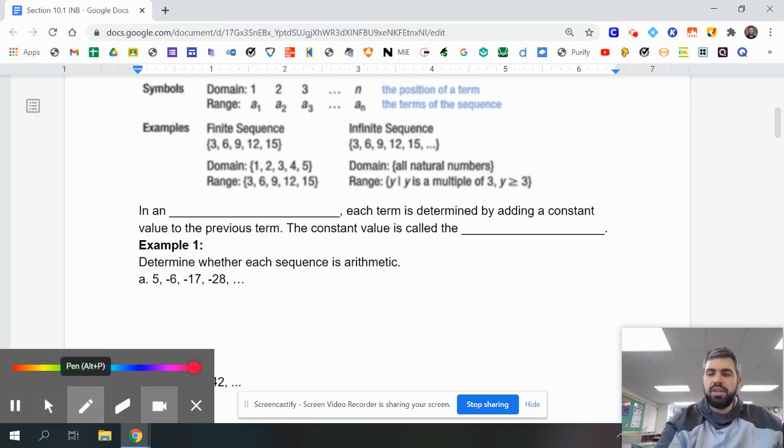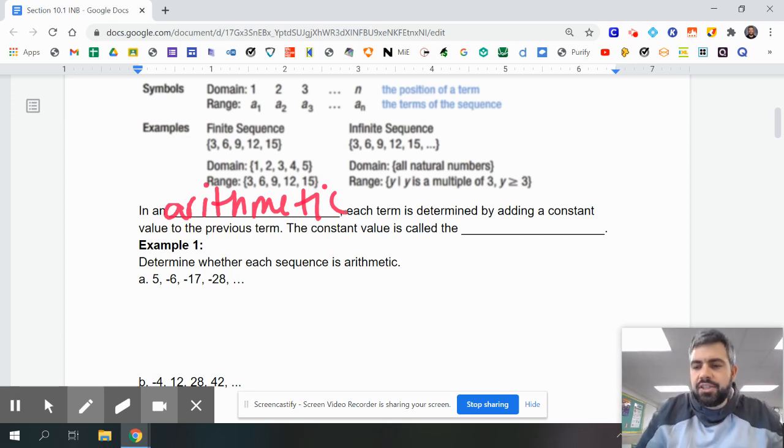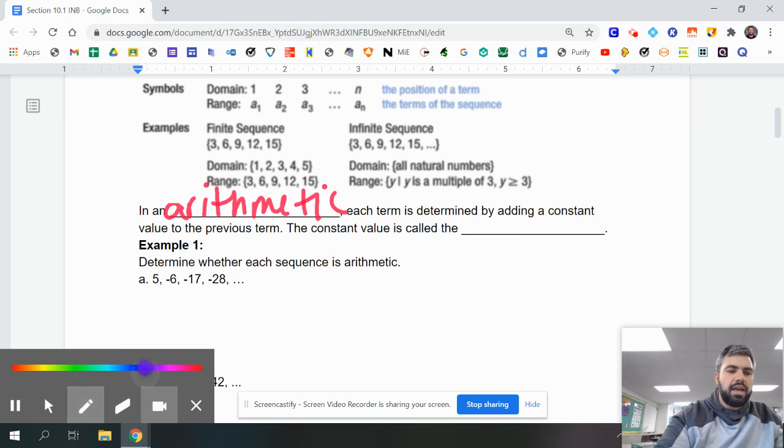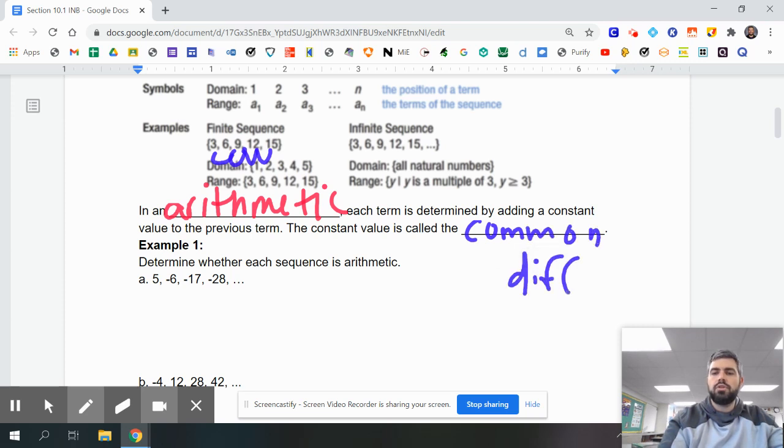So the first sequence that we're going to look at is called an arithmetic sequence. In an arithmetic sequence, each term is determined by adding the same value every time. So let's look at a quick example. If I'm going from 3 to 6, 6 to 9, 9 to 12, and 12 to 15, I'm going up by 3 every time. And that constant value that I'm adding every time has a special name. We call it the common difference. So in that example we just looked at, the common difference would be 3 because I'm adding 3 every single time.